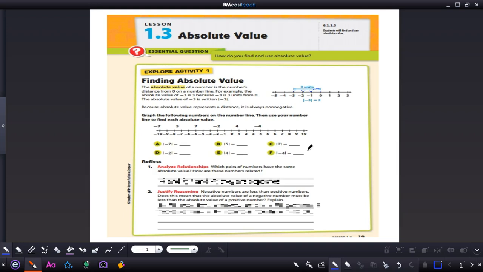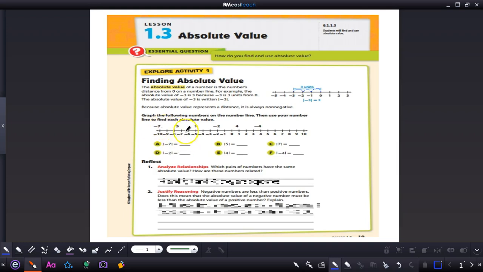So moving down, because the absolute value represents a distance, it is always non-negative. So in other words, even though -3 is the number, we're just looking at how far -3 is from 0 on a number line. So let's take a look at this next section here. It says graph the following numbers on the number line, then use your number line to find each absolute value.